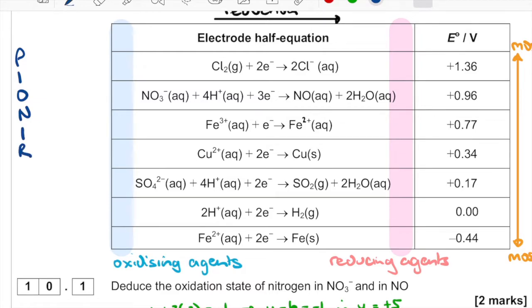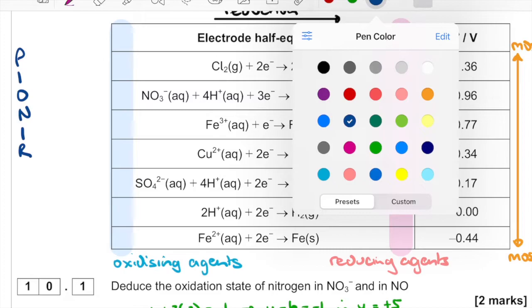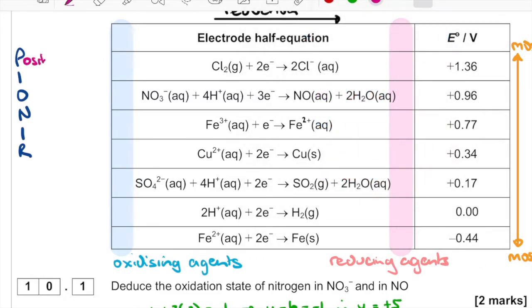And what that stands for is positive is oxidizing, and we're talking about agents here, and negative is reducing. So the way to read it is the most positive half cell electrode potential will give you the most powerful oxidizing agent, and the most negative will give you the most powerful reducing agent.